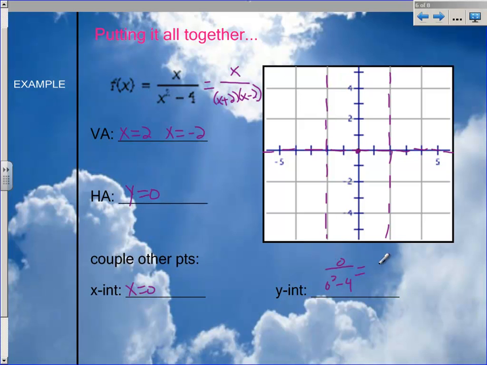And what do we get here? We get 0 over negative 4. We get 0. So that's also a y-intercept. So the only time this graph ever crosses the x-axis is at 0, and also the y-axis is 0. So that's the only other point we have.